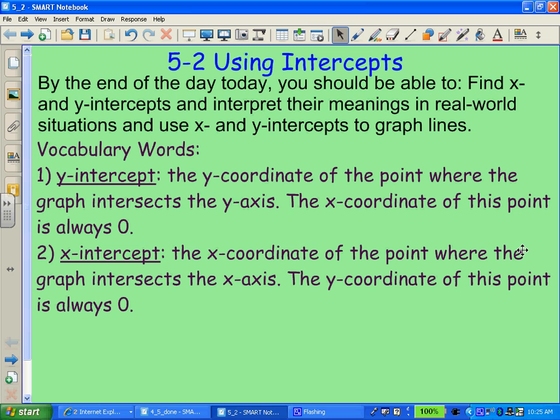x-intercept. So what we're going to do today is learn how to find the x and y-intercept, and then how to use those intercepts to graph. And I think that you'll like this method of graphing a lot better than the tables. It's a lot easier and a lot shorter, which is always a good thing.